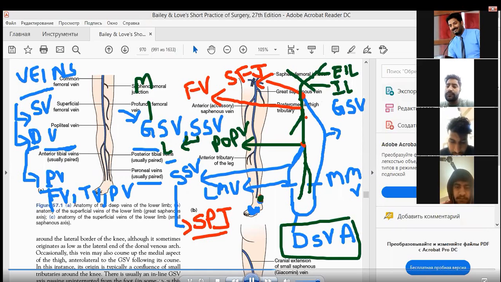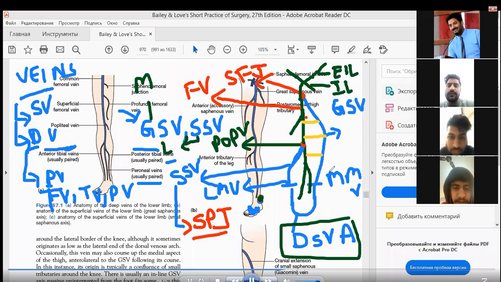Now see here. Between the deep veins and your superficial veins, there are some other veins, perforators, present. Perforators are the veins which connect your superficial veins with the deep veins. In the mid thigh region, you have one perforator. Above the knee, you have one perforator. Below the knee, you have another perforator. There are many perforators present, but three or four perforators you must know.